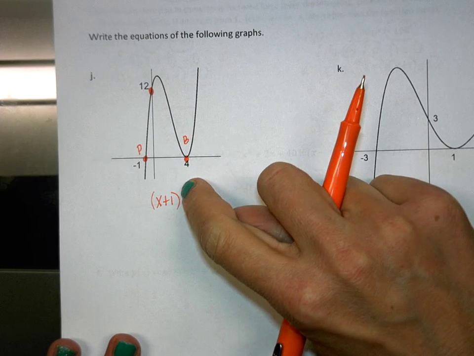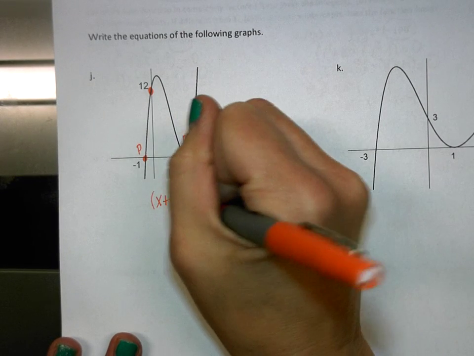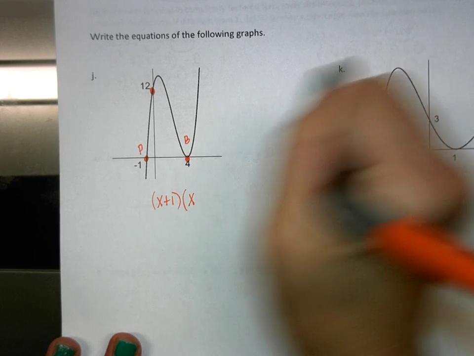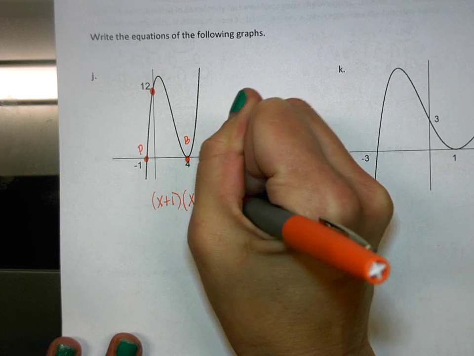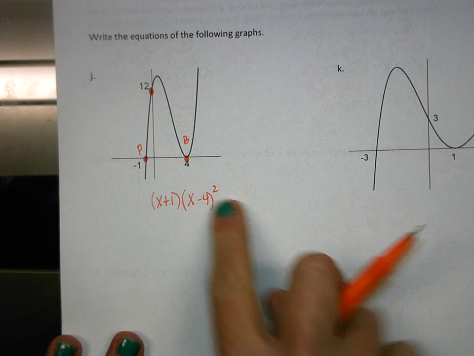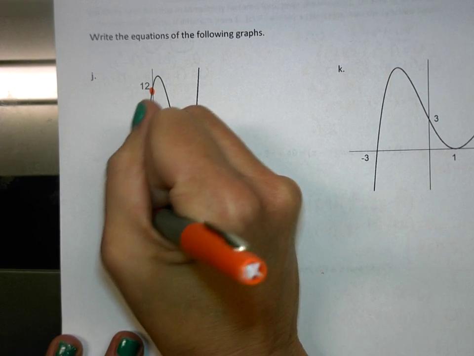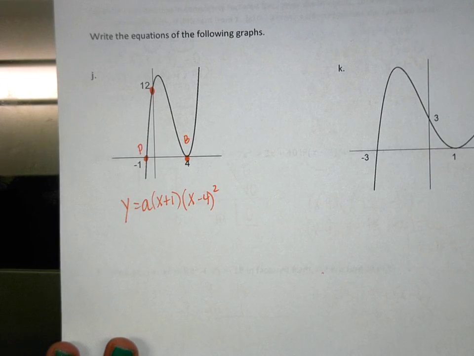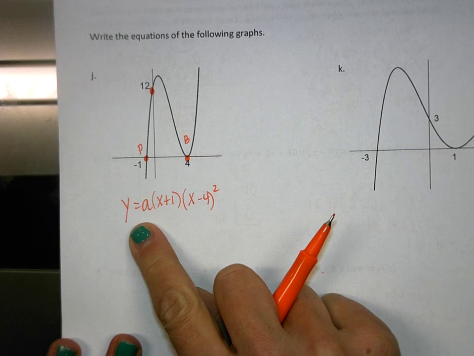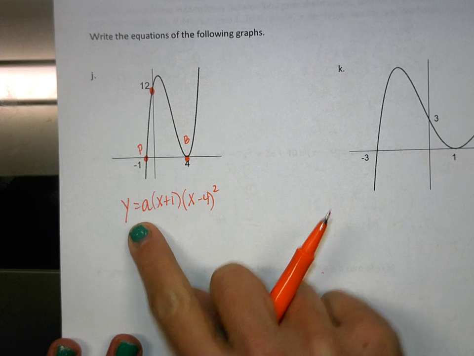Okay? Here, this one has a bounce. This is going to be x what? Minus 4. And it's going to be squared because it has a bounce. Okay? This is all my factored form. And then I'm going to put y equals a, because I don't know what my a value is. How do I find my a value? I use my point.